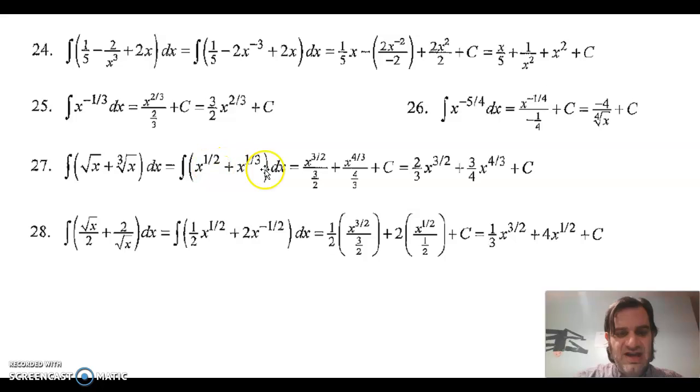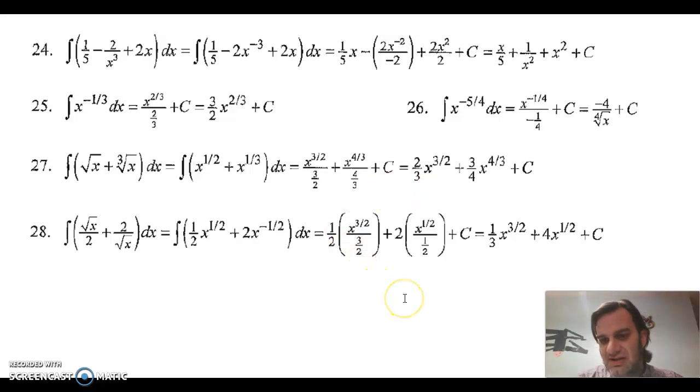So then both of those, we're going to increase the exponent by 1 and divide by the new exponent. So x to the 1/2 becomes x to the 3/2 divided by 3/2. X to the 1/3 becomes x to the 4/3 divided by 4/3. Don't forget the plus c. And it's not too hard to clean that up because if you divide by a fraction, you can flip it over. So 2/3 x to the 3/2 plus 3/4 x to the 4/3 plus c.